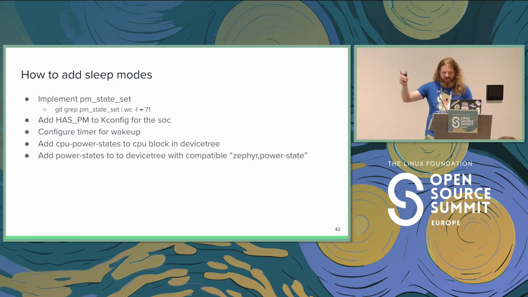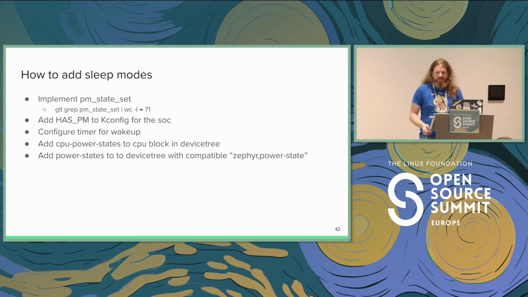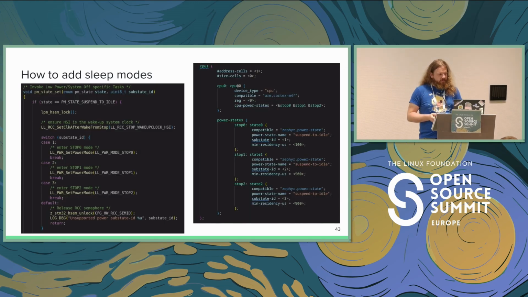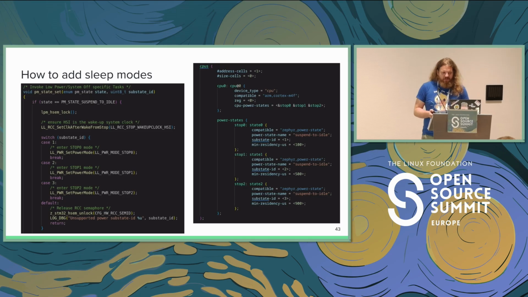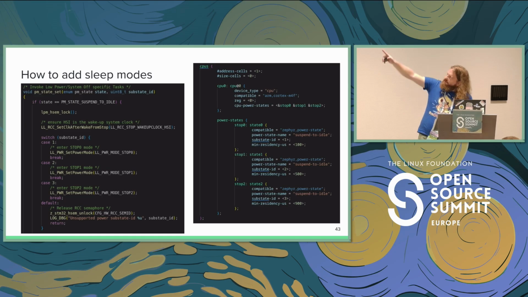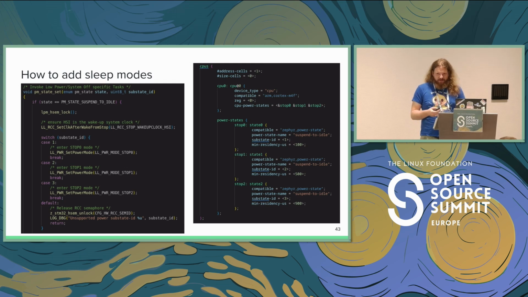If you search for CPU power states and Zephyr power states in the Zephyr code, you'll find quite a lot of examples for this. So we did that, the PM state set, and we've got the power states in there. And we see that it's quite matched. We have got stop 0, 1, 2, to substate ID case 1, 2, 3. It's the same as the substate ID on the right side, and names are the same, works. Done. It's pretty easy once you know how it's done and what has to be done.